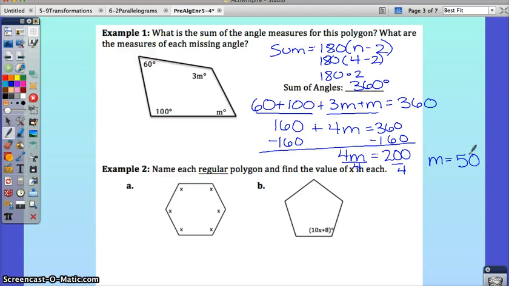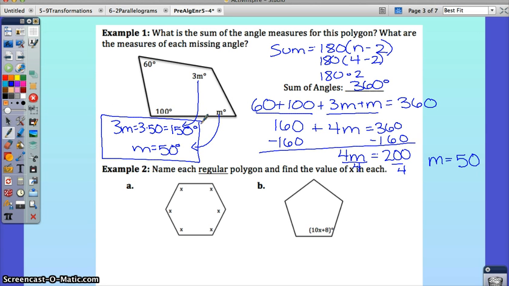It asked me to find the measure of each missing angle, so I actually need to find these. Well, 3m is going to be 3 times 50, which is going to be 150. And m is just 50. These two numbers are what I was actually asked to find, so those are my solutions along with the sum, which was 360. Remember, your angle measures are always in degrees. So again, the sum works for any polygon, whether it's regular or not regular. You just have to find the sum by using 180 times n minus 2.